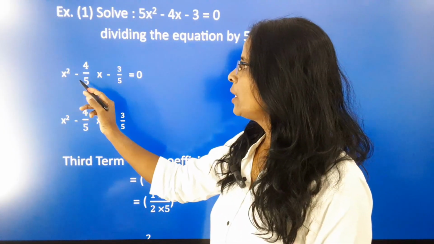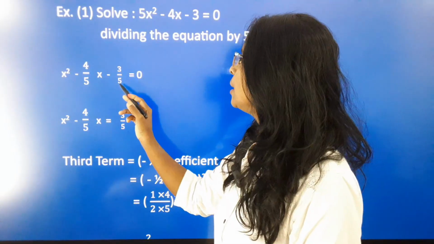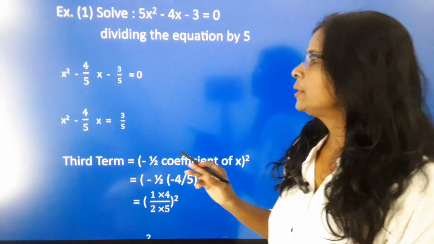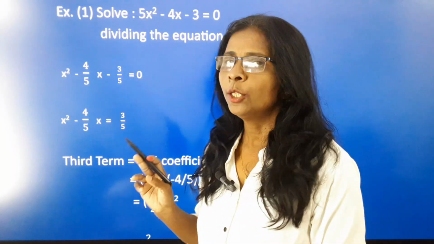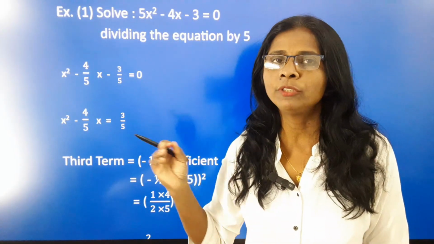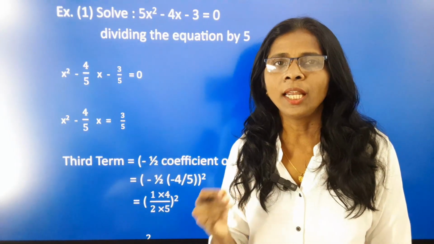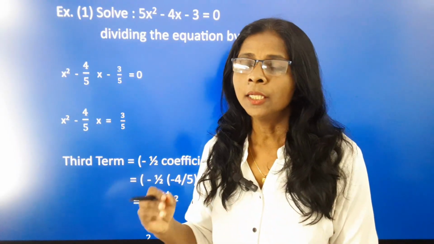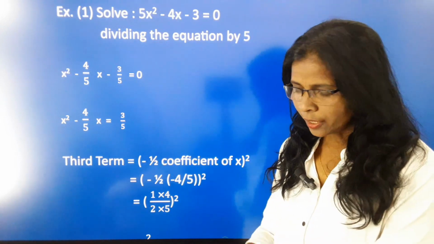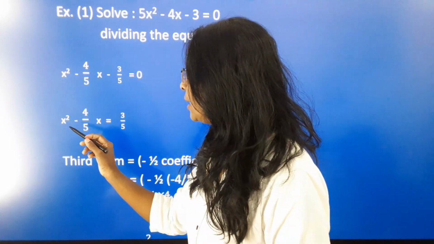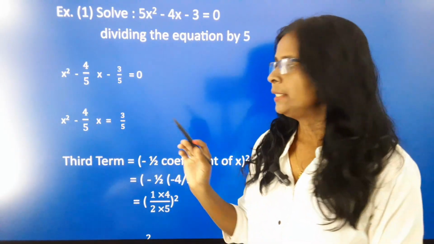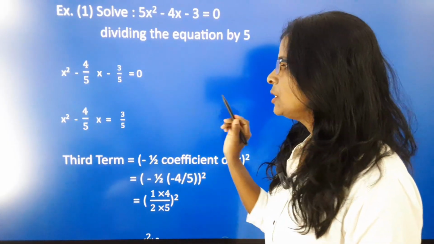Then we get x square minus 4 upon 5x minus 3 upon 5 is equal to 0. Now the third term is minus 3 upon 5. So change the sign of this minus 3 upon 5, or any third term, and transfer it to the right side. That way x square minus 4 upon 5x is equal to 3 upon 5. Call it the first equation.